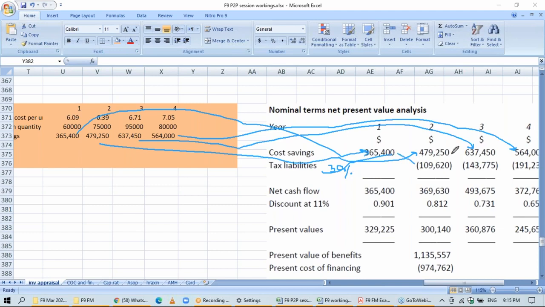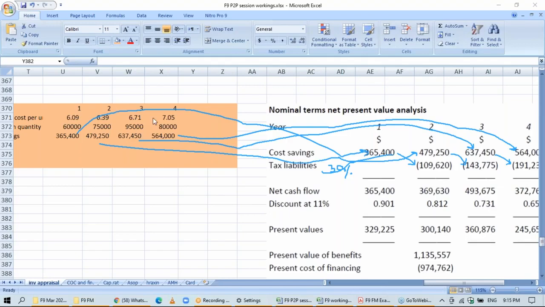So 30% of tax is calculated, and it has been taken in the next year because the tax payments would occur in the next year. So they have to pay taxes on these savings. As the cost will reduce, the taxable income will increase, and they will have to pay more taxes. So you can see the tax payments over there due to the savings.